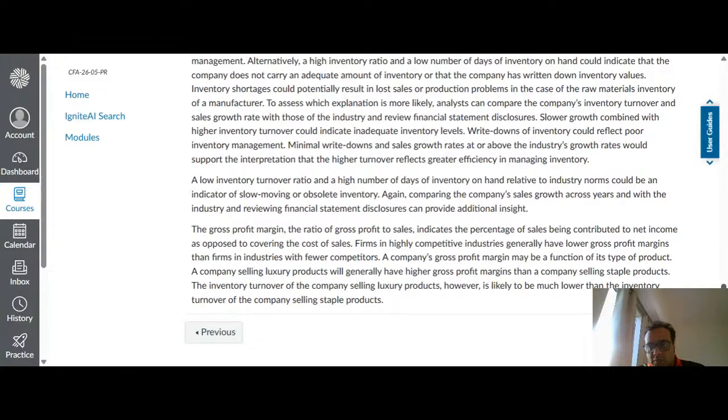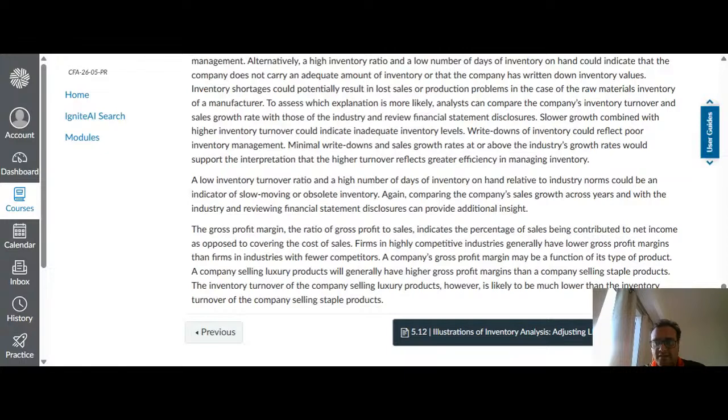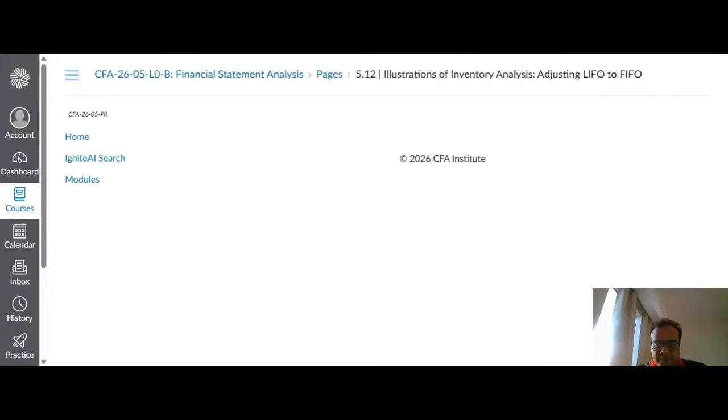A company's gross profit margin may be a function of the type of its product. A company selling luxury products will generally have higher gross profit margins than companies selling staple products. The inventory turnover of a company selling luxury products, however, is likely to be lower than the inventory turnover of a company selling staple products. Fair enough.